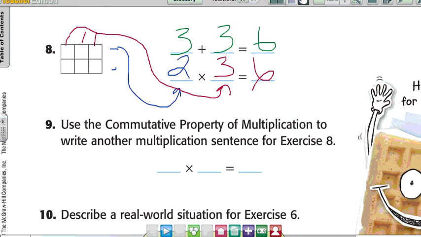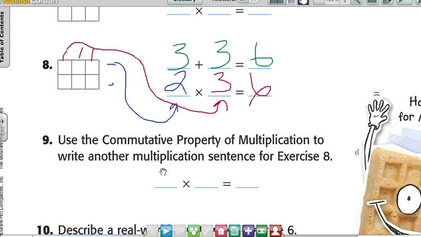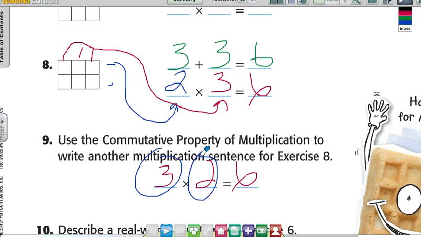3 times 2. For number 9, it says use commutative property of multiplication to write another multiplication sentence for exercise 8. Problem 8 was 2 times 3. What's another way to write it? 3 times 2. Which is still 6. It doesn't matter in what order I have these 2 numbers, I still get the same product.